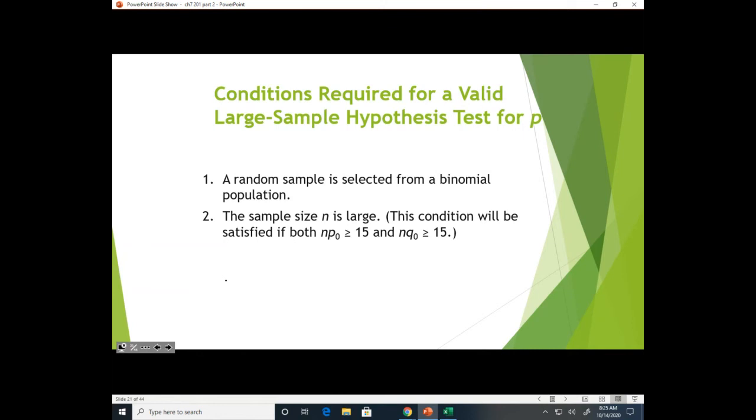So, conditions required for a valid large sample hypothesis test for a proportion. It needs to be a random sample selected from a binomial population. So basically there's two proportions, right? P and Q. Whatever doesn't fall into P has to fall into Q. Sample size n is large. This condition is met if n times P is greater than 15 and n times Q is greater than 15. So we're still looking for a sample size of 30 total, but half of those need to be P and half of those need to be Q.